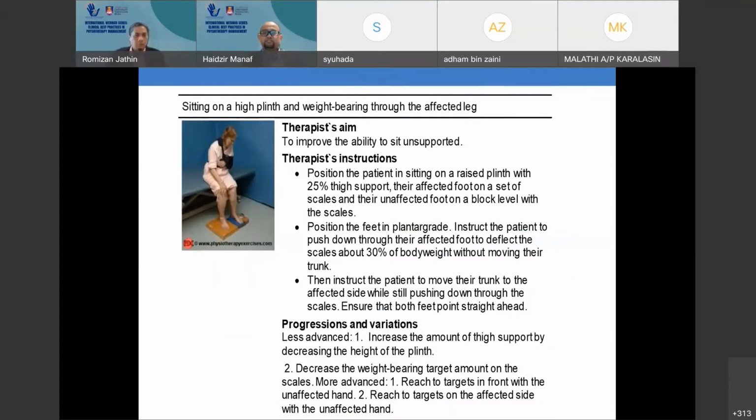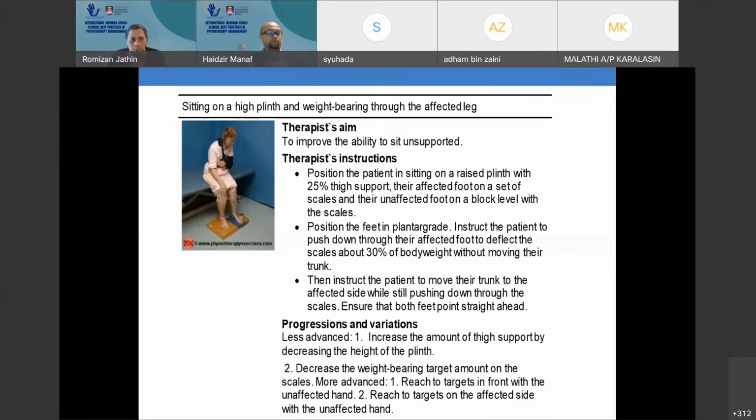Position the patient in sitting on the raised plane with 25% thigh support, their affected foot on a set of scales, or weight scales, and their unaffected foot on the block which is level with the scales. Position the feet in plantigrade. Instruct the patient to push down through their affected foot to deflect the scales about 30% of body weight without moving their trunk.